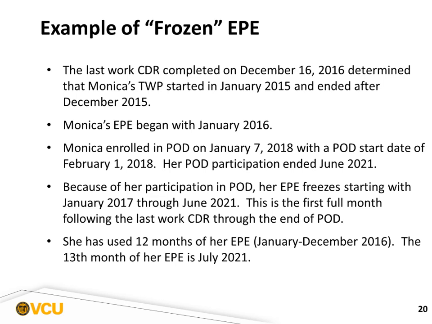So how many EPE months has Monica used? She has used 12 months from January to December of 2016. Those months occurred prior to the month after the last completed work CDR date. So what does that mean for Monica after her participation in POD ends? Well, her EPE resumes with the month following the last month of her POD participation period, which in her case is July 2021. So her 13th EPE month is July 2021, and she continues with consecutive EPE months from then.